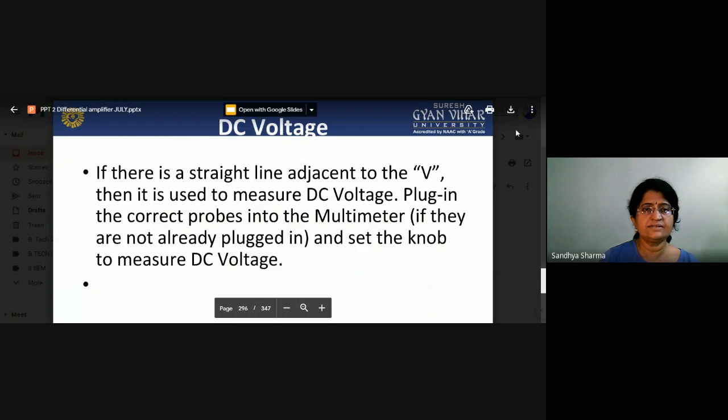DC voltage: if there is a straight line adjacent to the V, then it is used to measure the DC voltage. We plug the correct probes into the multimeter and set the knob to measure the DC voltage, if they are not already plugged in.